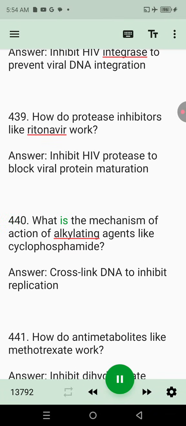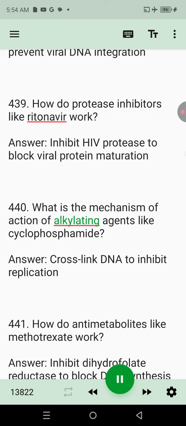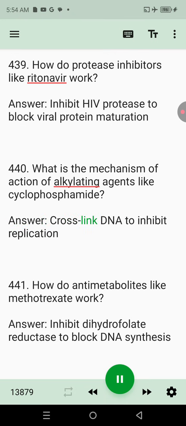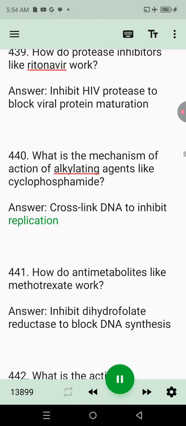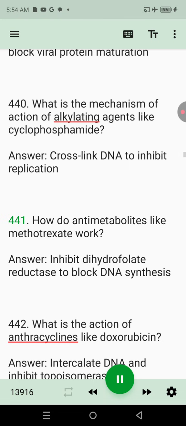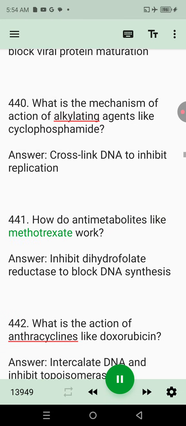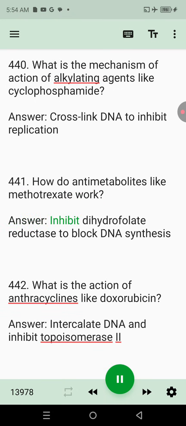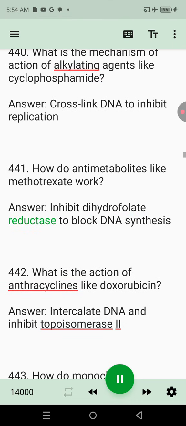440. What is the mechanism of action of alkylating agents like cyclophosphamide? Answer: Cross-link DNA to inhibit replication. 441. How do antimetabolites like methotrexate work? Answer: Inhibit dihydrofolate reductase to block DNA synthesis.